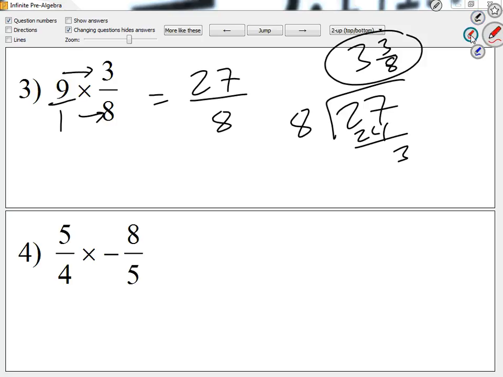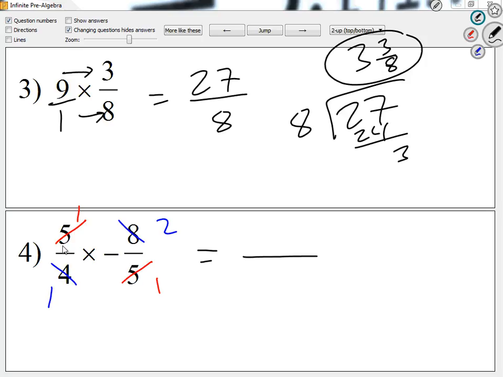Looking at question number 4, let me simplify the 5s. Let me divide each by 5. I'm going to divide it by the same thing. Looking at my 4 and my 8, let me divide both of them by 4. So they become 1 and 2.